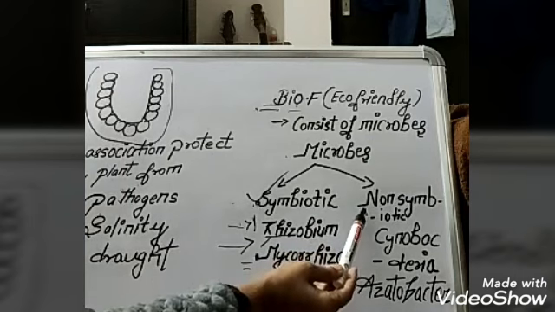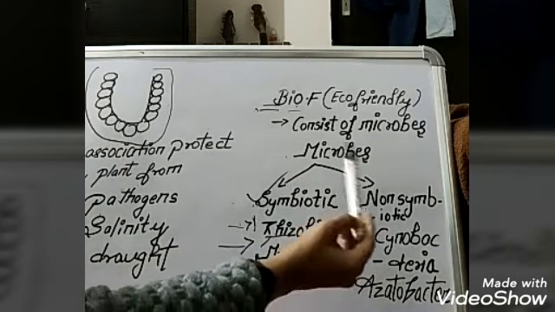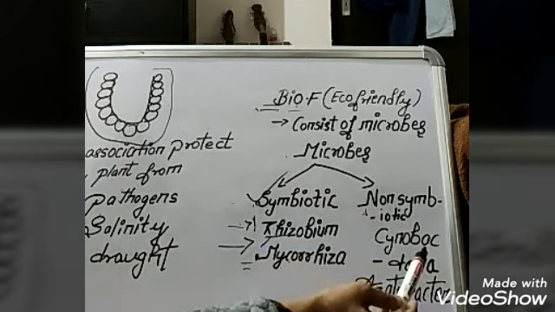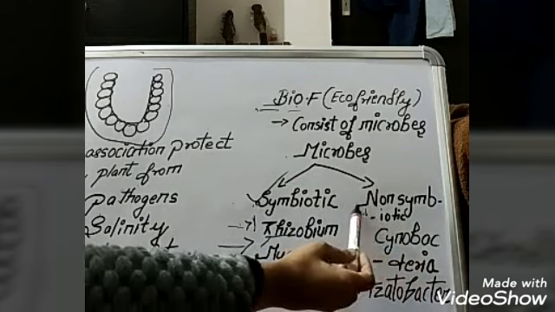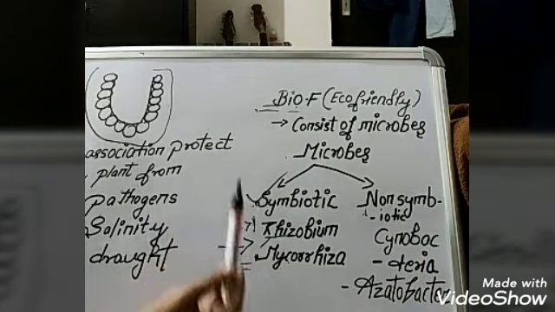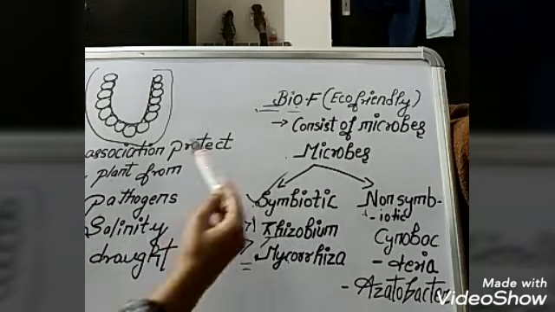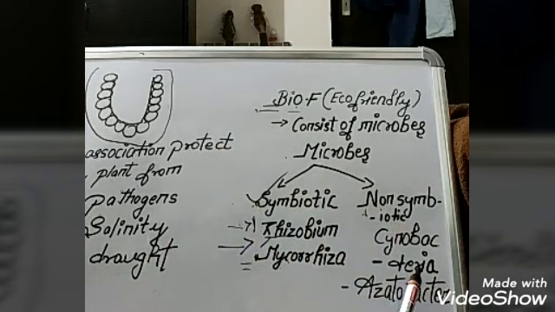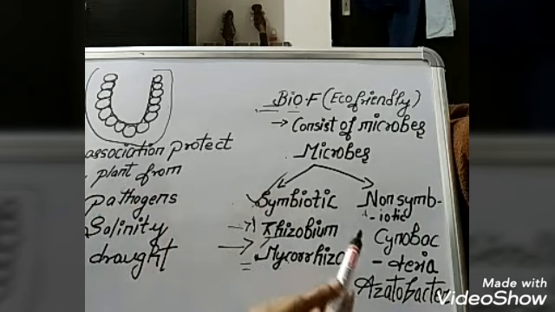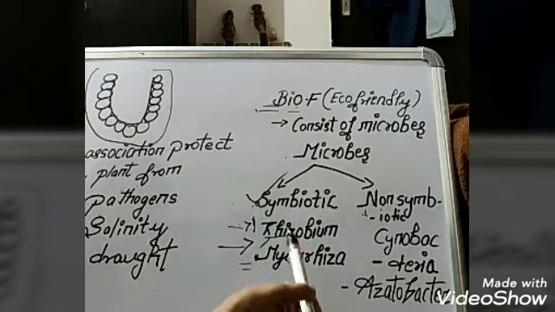And non-symbiotic are totally the opposite of symbiotic, which means they are free living and do not form any kind of association. Examples of symbiotic are rhizobium and mycorrhiza. Examples of non-symbiotic are cyanobacteria and azotobacter. Now let's talk about symbiotic microorganisms first.